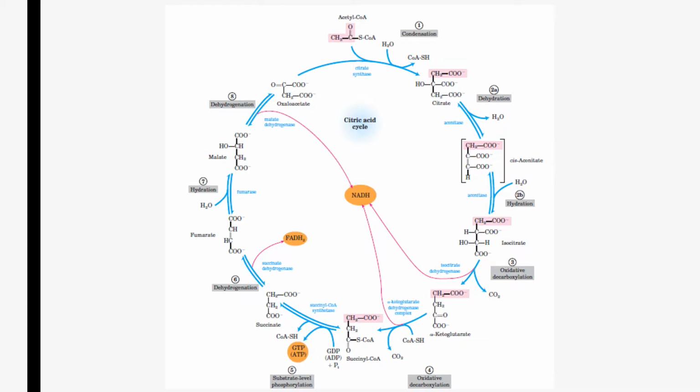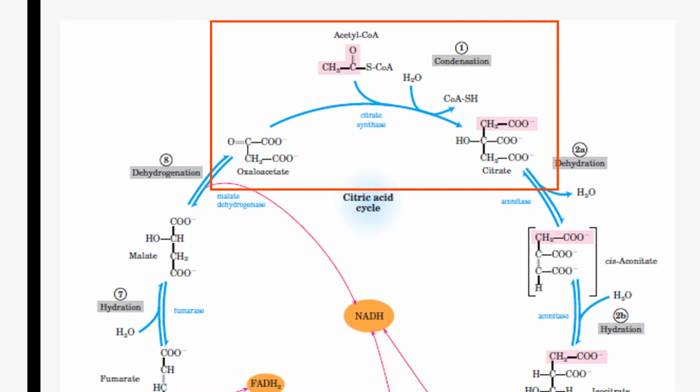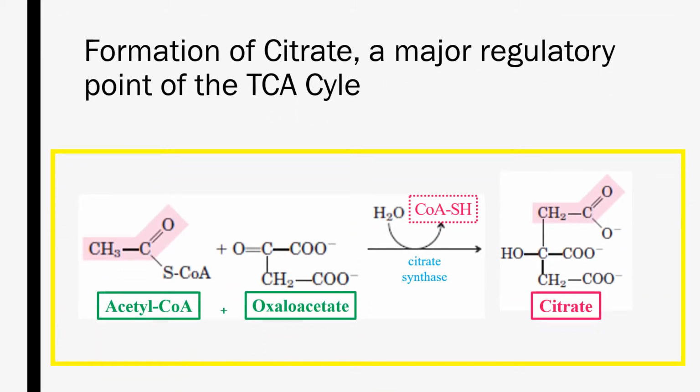Now let's begin discussing the individual reactions of the citric acid cycle, beginning with the formation of citrate. The enzyme citrate synthase catalyzes the condensation of acetyl-CoA and oxaloacetate to produce citrate. In this reaction, the 2-carbon acetyl group of acetyl-CoA is transferred to the carbonyl group of the 4-carbon oxaloacetate to produce a 6-carbon citrate. The intermediate citryl-CoA is formed and is very quickly hydrolyzed to produce free CoA and citrate. This quick hydrolysis is highly exergonic and is what drives the reaction forward, making it a regulatory step.